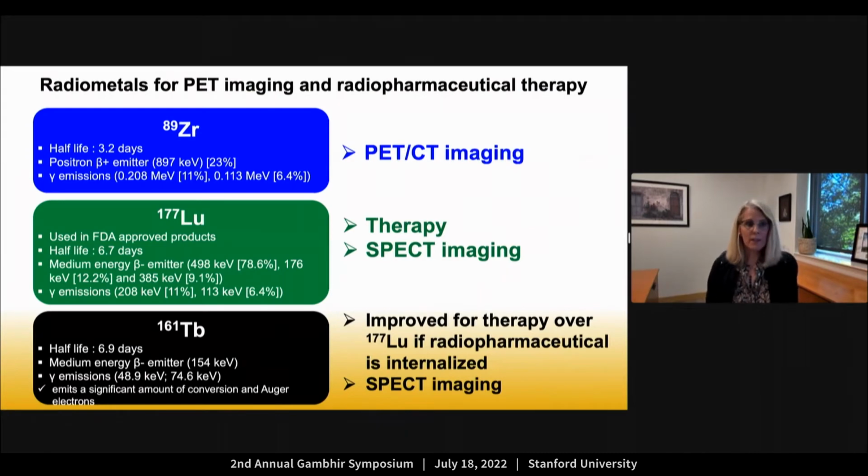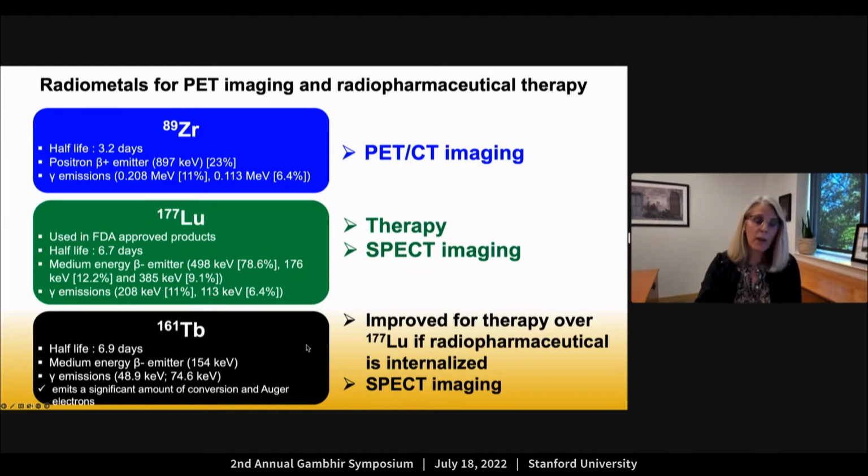So the radionuclides I'm going to be talking about today are, first, a diagnostic radionuclide, zirconium-89, which has a half-life of about 3 days. This is especially good for protein labeling and maybe nanoparticles as well. And then lutetium-177, which I mentioned, which we produce across the street at MURR. It's used in FDA-approved products. It has a half-life of about 7 days, and it also has imaging gamma photons for SPECT imaging.